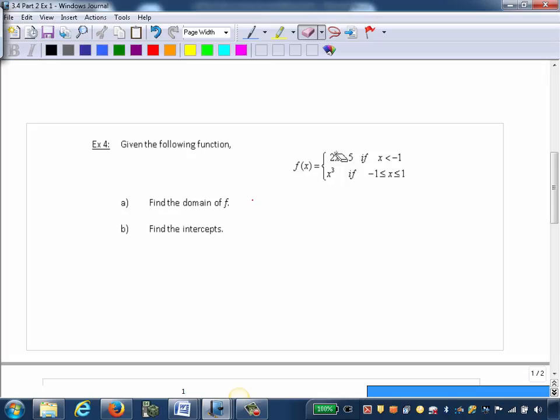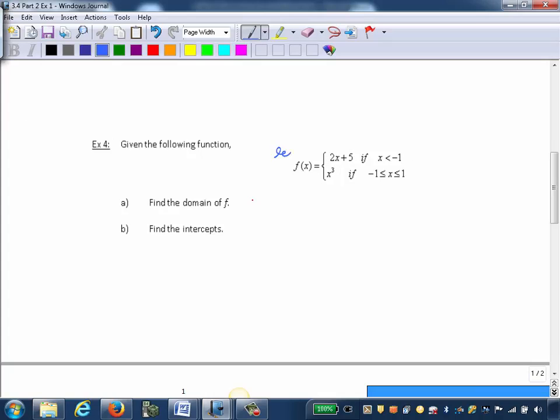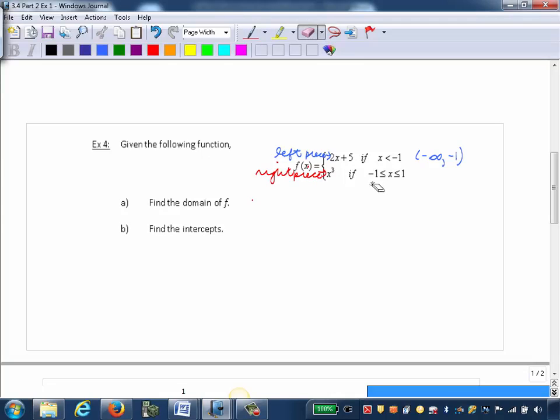So the domain of my left piece, so first let's label this as our left piece, its domain is x less than negative 1. So we know in interval notation that would be negative infinity to negative 1. Then the right piece is when negative 1 is less than or equal to x is less than or equal to 1.